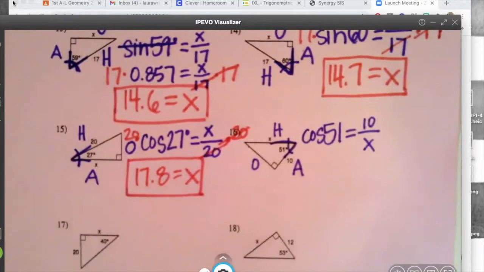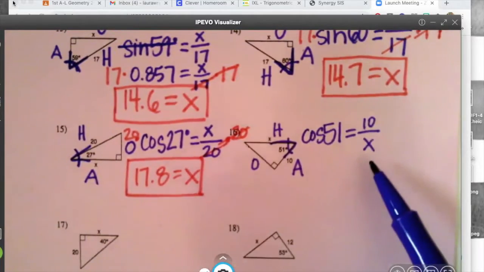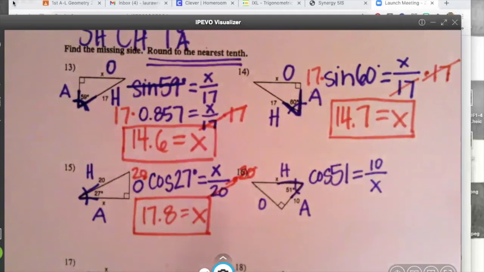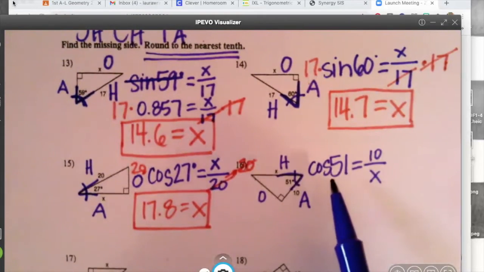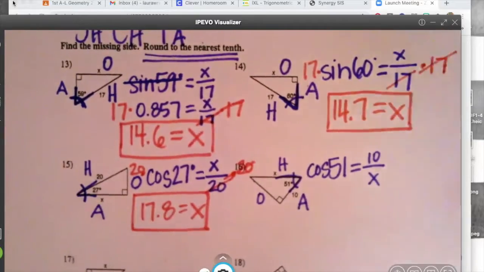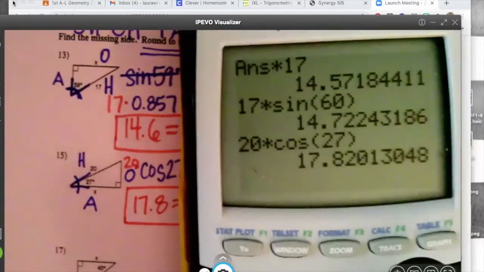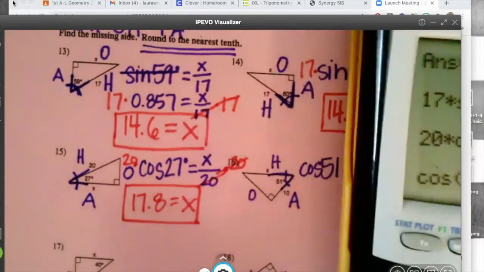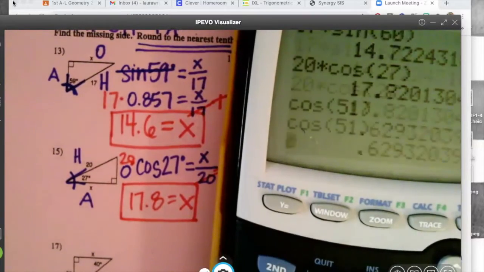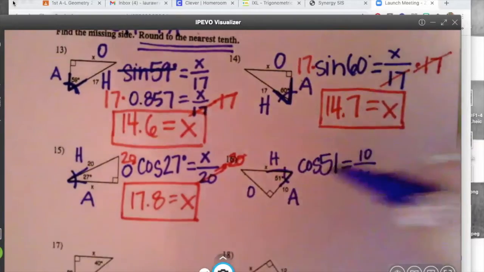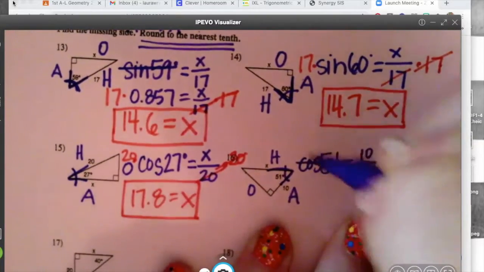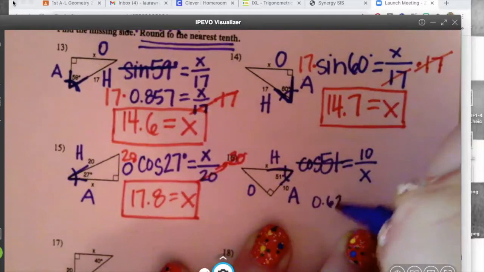All right, now this one is a little bit different because our x is in the bottom. On all the other examples, the x has been in the top. That's okay. It's just going to make this 2 steps instead of 1. So cosine of 51 is just a number, right? If we want to, we can turn it into some decimals. Let's do that just for this first example. Cosine of 51. So it's about 0.629. So I'm going to replace this with 0.629.